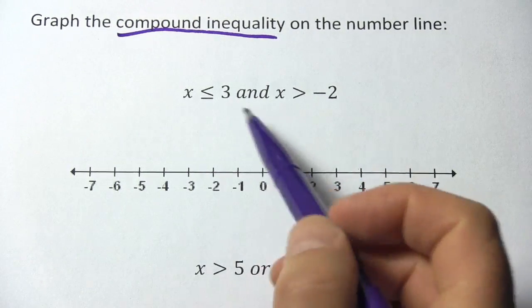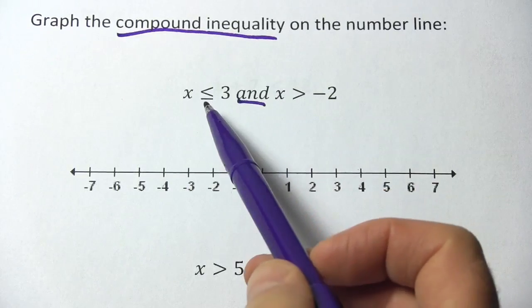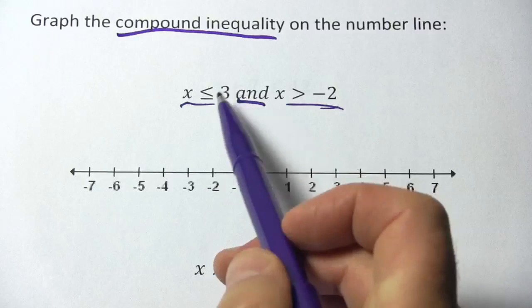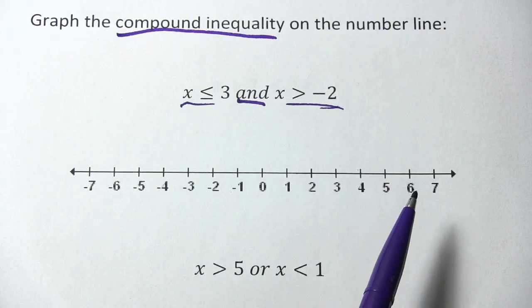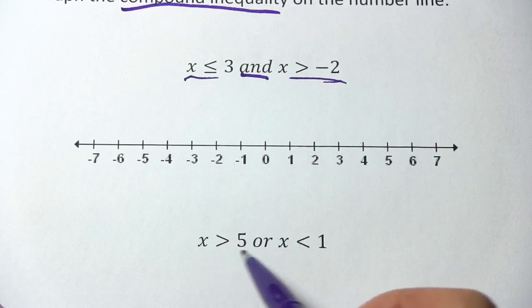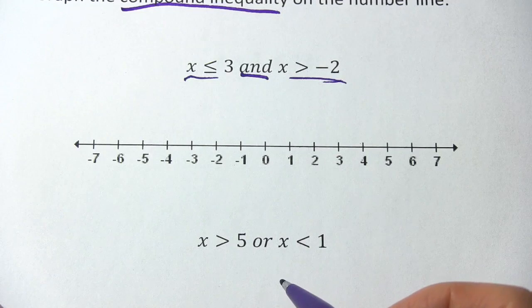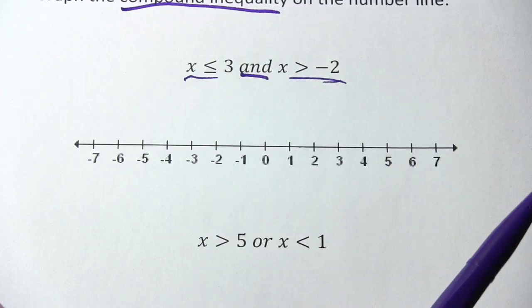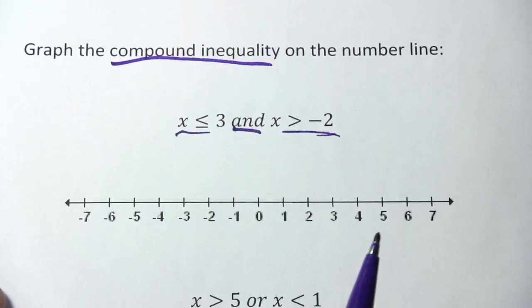And there's a little trick to these. When you see and, that means you want to shade in the part of the graph where both these things are true. This and that is true. When you have or, you shade in both sections of it. And when you have and, you shade in just where these two overlap. Let me show you how that works with the and here.